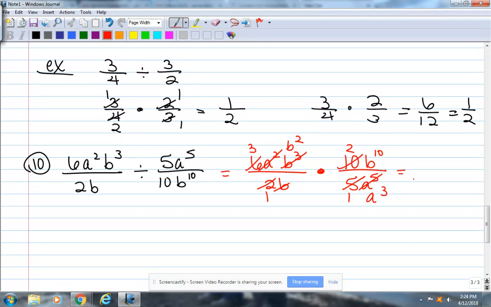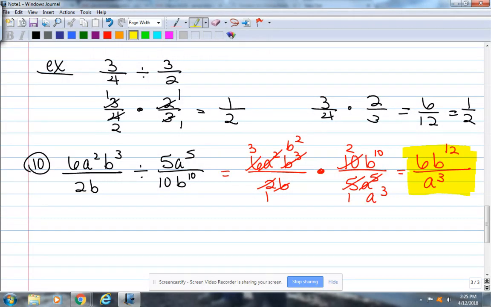So remember, you multiply your numbers. 3 times 2 is what? 6. And then you don't have any A's on top, so you look at your B's, and they're multiplied, so you add them and get B to the what? 12. Very good. Over 1 times 1 is 1. All you have is an A to the 3rd. So that's an A to the 3rd. And there's no like bases left, so that's your final answer.